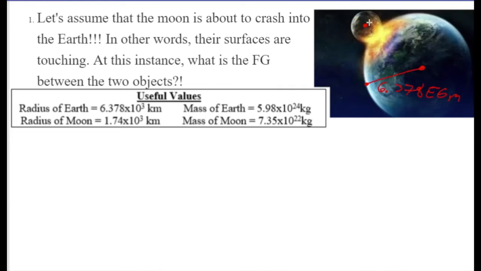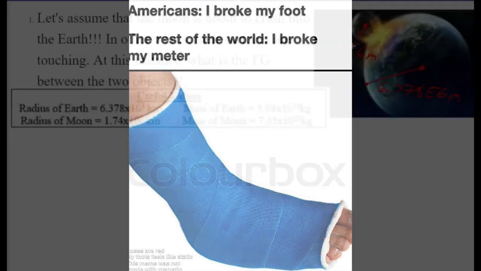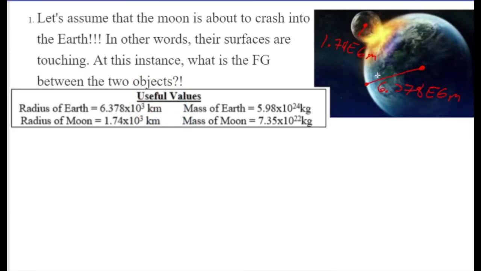And then same thing for the moon. Here's my moon's radius, from the center to the outer edge. And that one's 1.74 e to the third, again, kilometers. But we know that we want meters, so it's e to the 6 meters. There's a reason why I gave you the radiuses, and we're going to talk about it in just a sec.